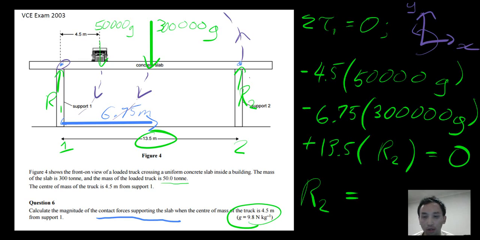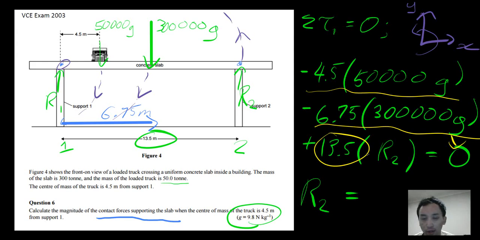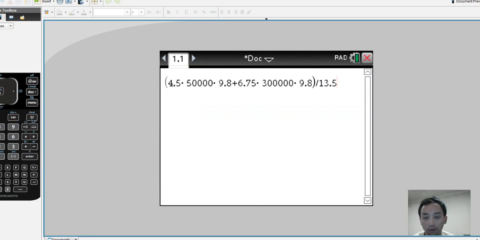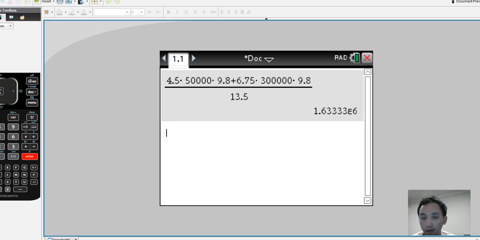to the right hand side, and you want to divide by the 13.5 over here afterwards. So that's where these numbers come from. Entering all of that, maybe we'll get an approximate answer here. Seems like we get about 1.63 million.